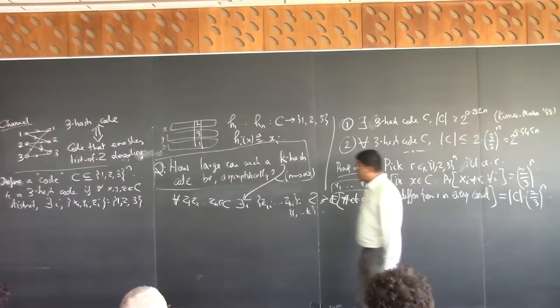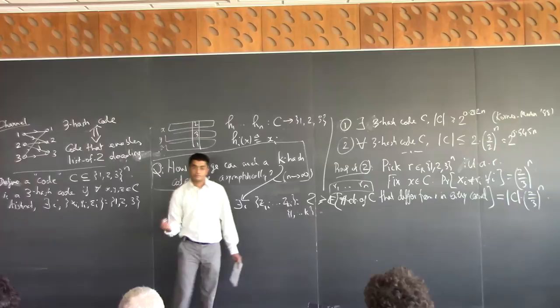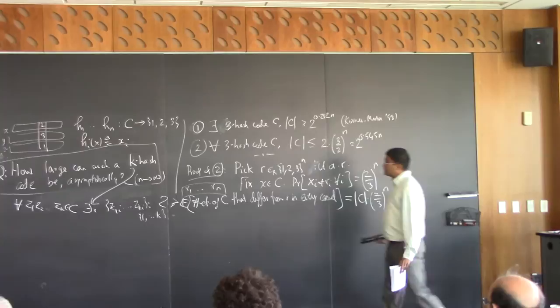Okay, so literally, for any k-tuple of code words, there must be a coordinate where they're all distinct. Okay? All right, so what's known about this?